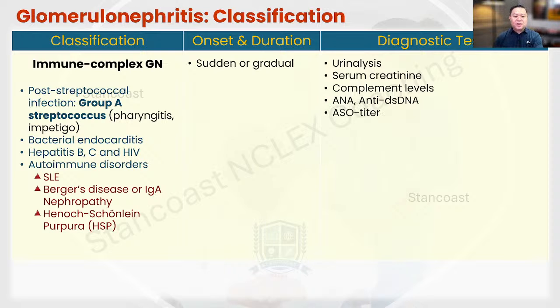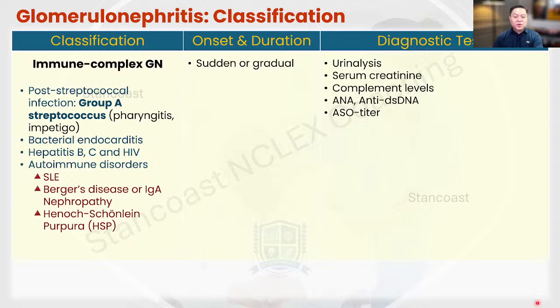Now, another testing here is the ASO titer, which is the anti-streptolysin O, which is very common. And this is a test that will detect the antibodies produced by the body against the streptococcal infection. Now, if it's elevated, well, it's going to help you tell that there is really a recent streptococcal infection.